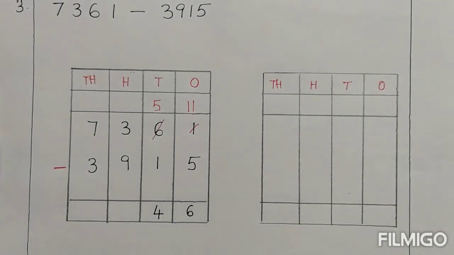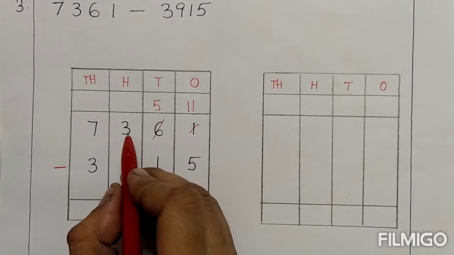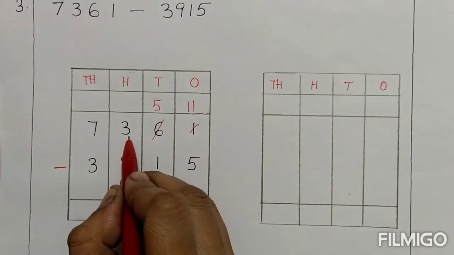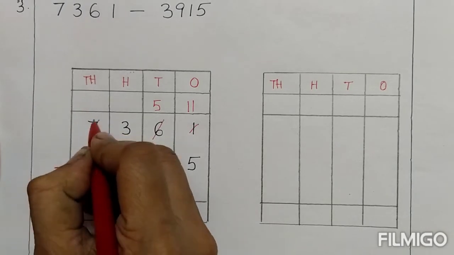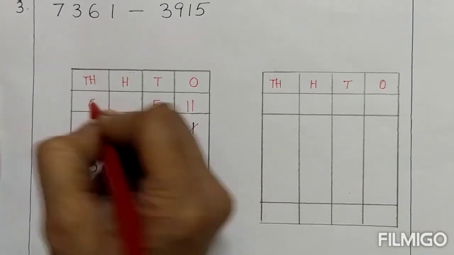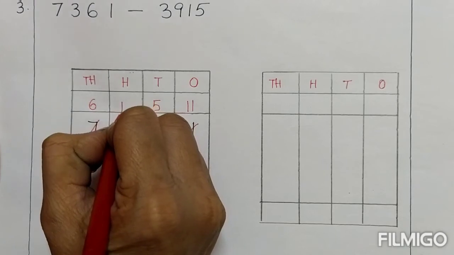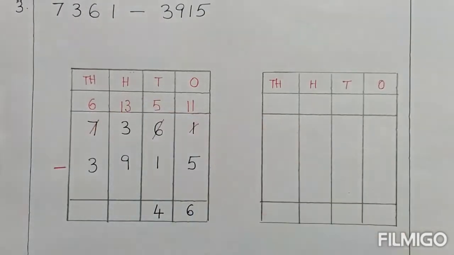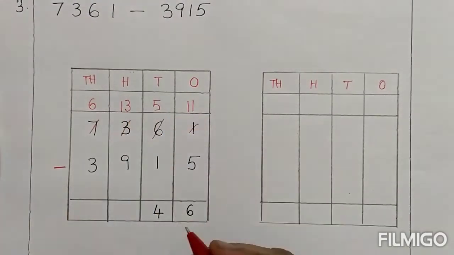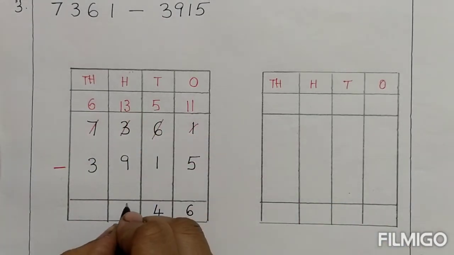And now in hundreds column, we have to subtract 9 from 3. Again we should borrow 1 from the neighbor's column. So from here, this becomes 6 and this 1 will sit in hundreds column and this 3 now becomes 13. So 13 minus 9. How much, children, is it? 4.